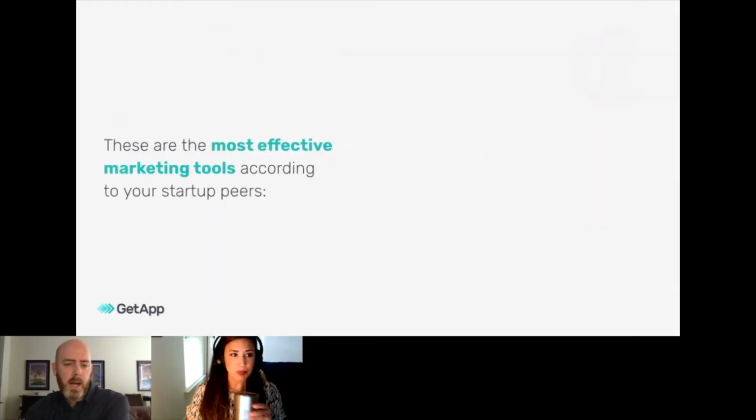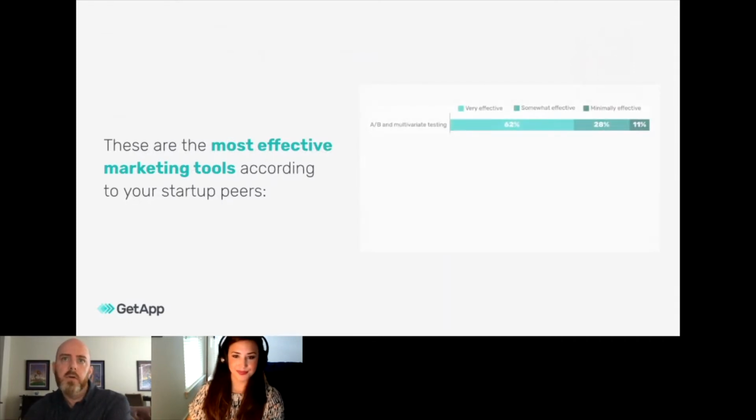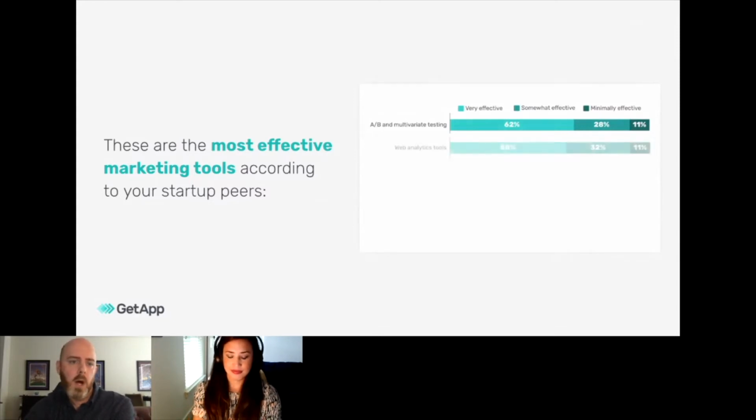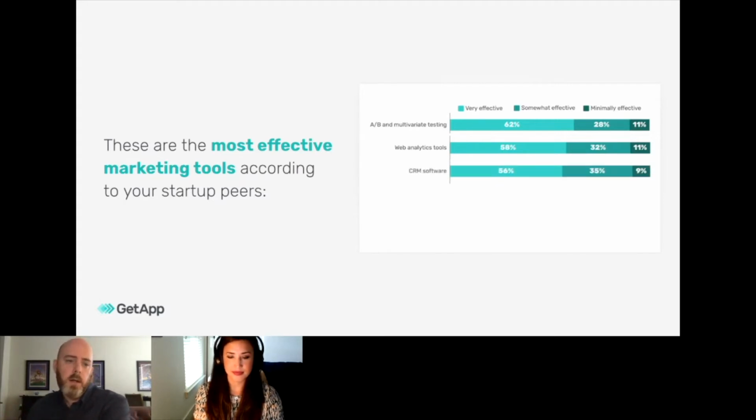So rounding out the top 5 results of our research here. As we talked about, A/B multivariate testing was the clear winner when we weighted the scores and the responses. A close second, though, was web analytics, and these are kind of related. With web analytics, you're going to understand who's coming to your site, who's visiting, and then you can optimize using A/B testing if you'd like.